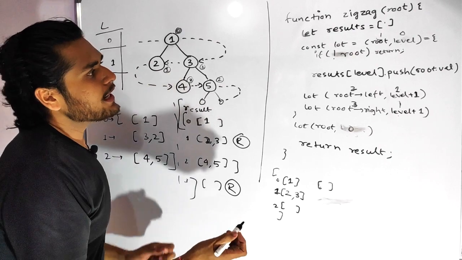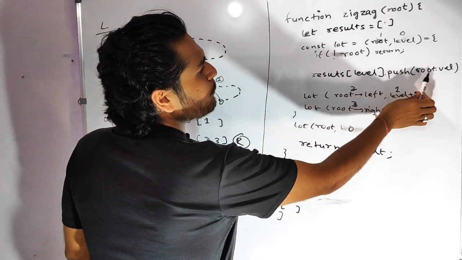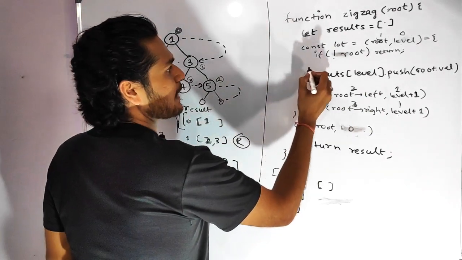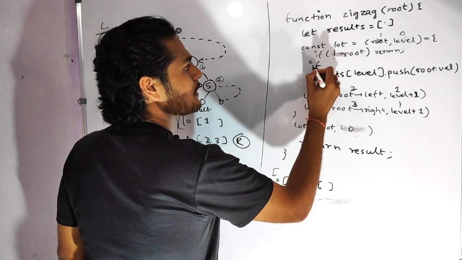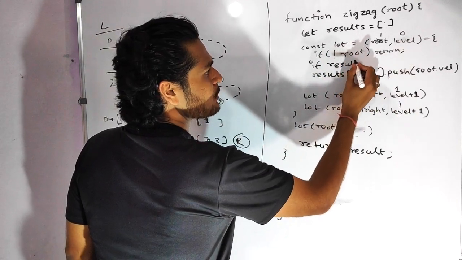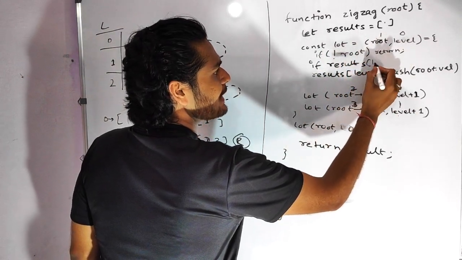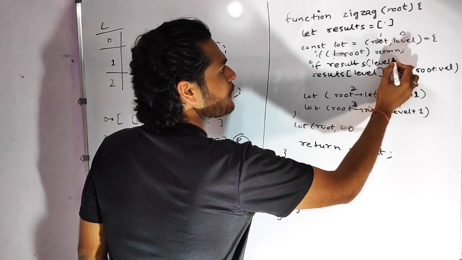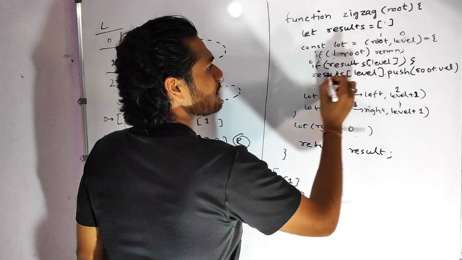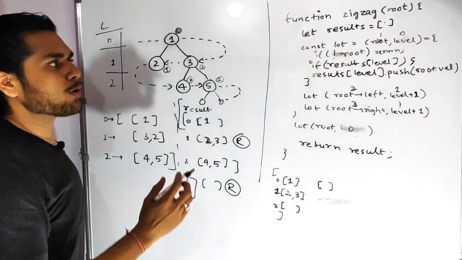So how we'll do that is, we will only push if results of level exists. So before doing this, let's check if our results of level exists or not. If results of level exists, then only push into this results.